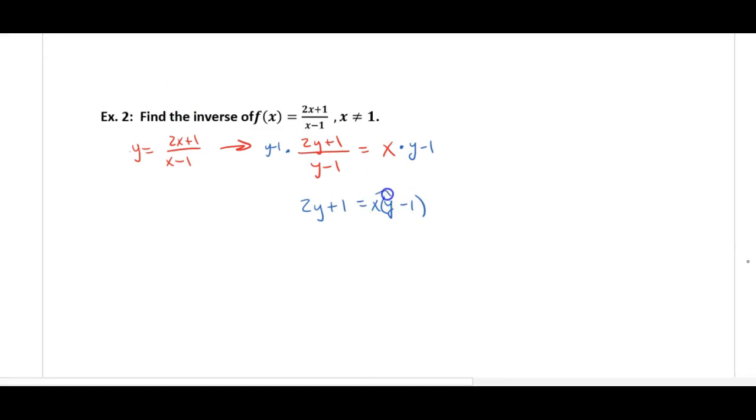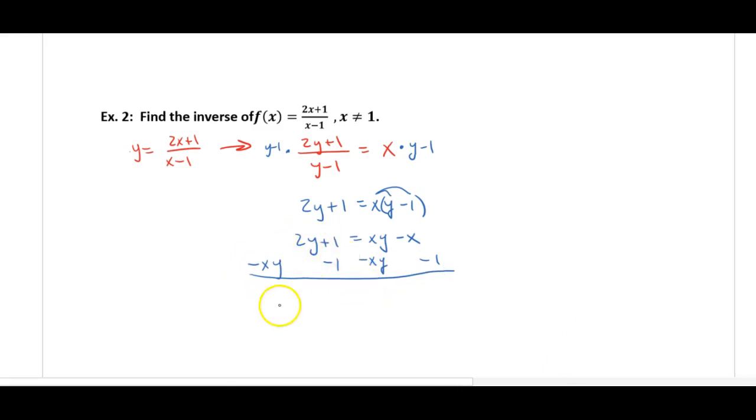Now from here, I'm actually going to go and distribute this x. So I get 2y plus 1 equals xy minus x. And I did that for one reason, because my next step is I'm going to bring the 1 over here, but then I'm going to bring the xy over here. And remember, all I'm using is inverse operations.